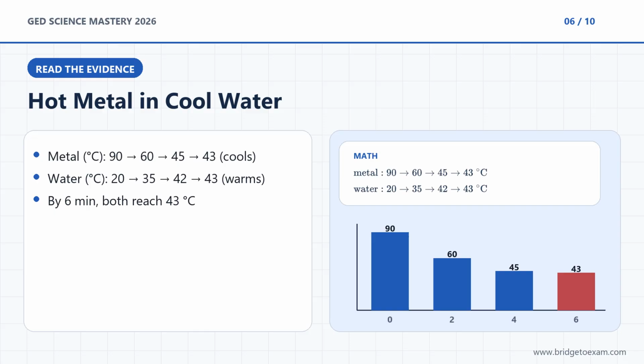Let's read a real GED-style experiment. A student dropped a hot metal block into a cup of cool water and recorded both temperatures every 2 minutes. Look at the bars, which follow the metal. At 0 minutes, the metal is 90 degrees and the water is 20. By 2 minutes, the metal has cooled to 60 and the water warmed to 35. By 4 minutes, 45 and 42. And by 6 minutes, both sit at 43 degrees. The metal keeps cooling while the water keeps warming until they meet.